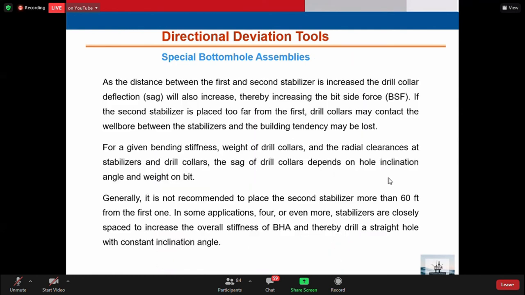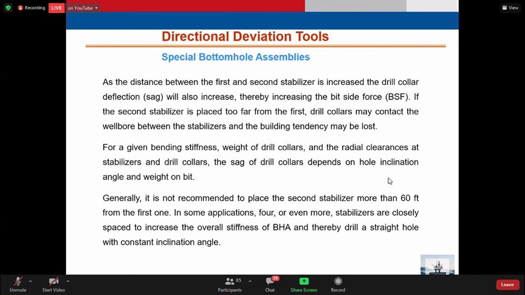As the distance between the first and second stabilizers increases, the drill collar will deflect more, which will increase the direction and the side force. While if the second stabilizer is placed too far from the bit, the drill collar may contact the hole between the stabilizer and the bit, and the inclination may be lost. So, for stiffness, the weight of the collar and the clearance of the stabilizer depend on the desired hole inclination. Generally, it is not recommended to place the second stabilizer more than 6 feet from the first one.